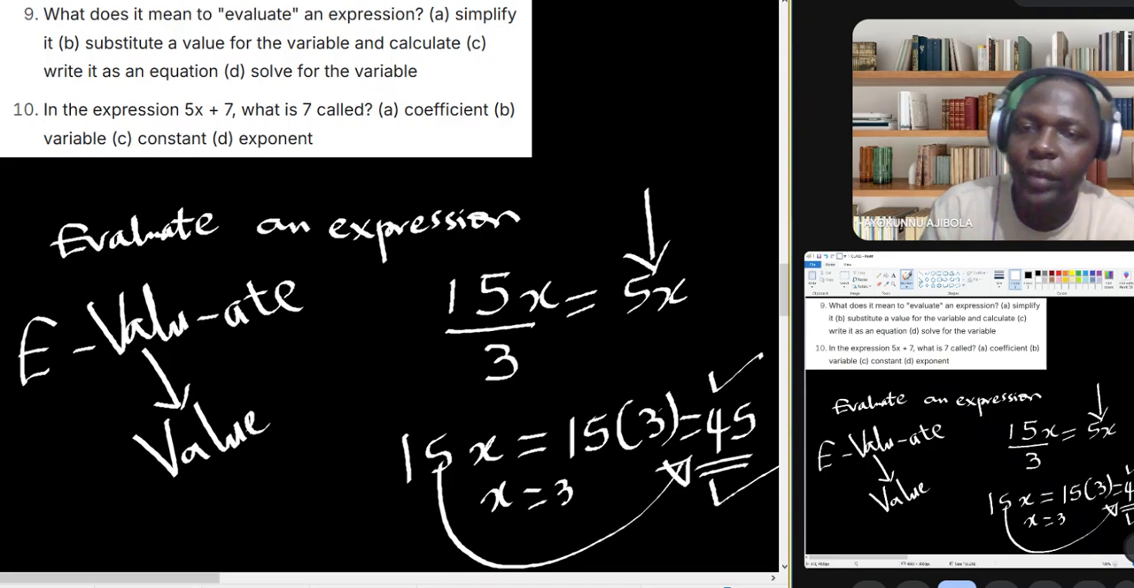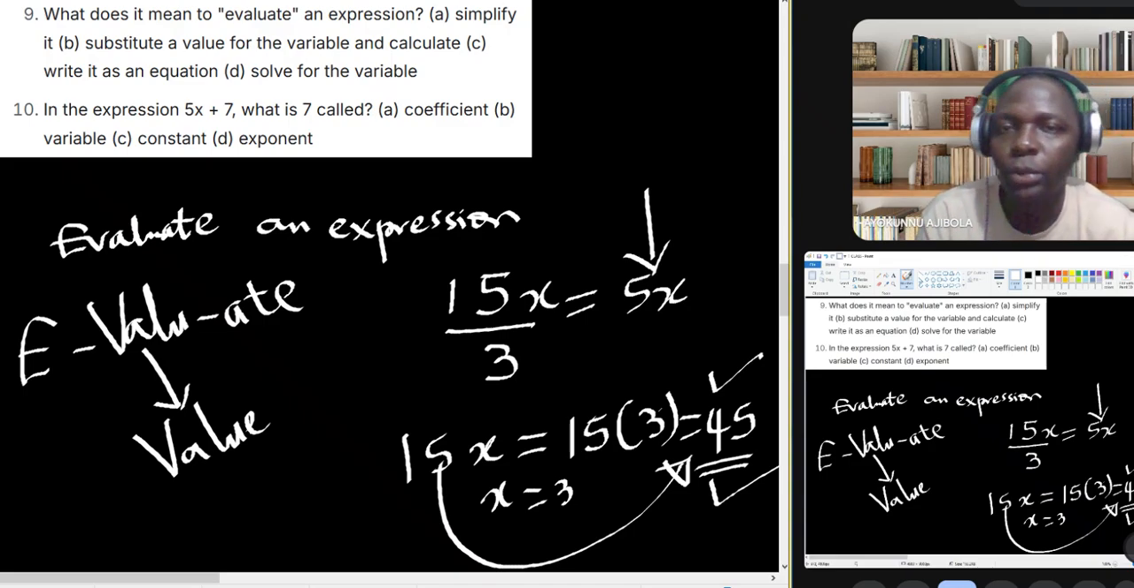If you find the value of just an unknown like x or y, then you have not evaluated the expression, you just found a value, okay? And if you write an expression as an equation, you've not done anything meaningful. So what do you think the option should be? Option B, okay?